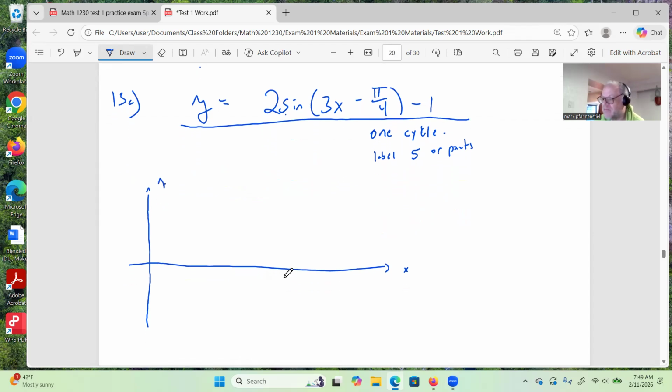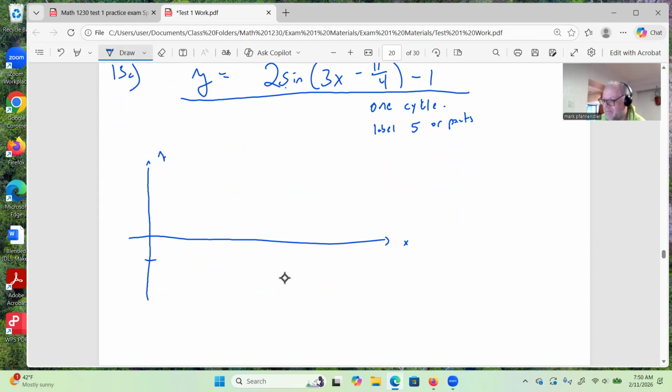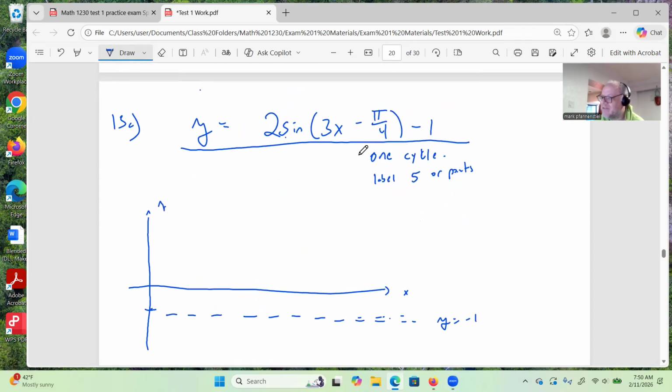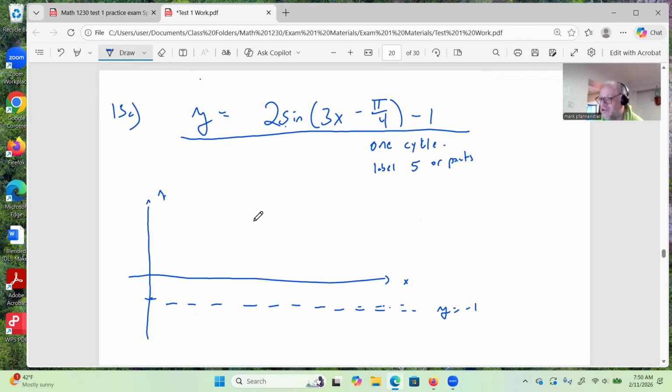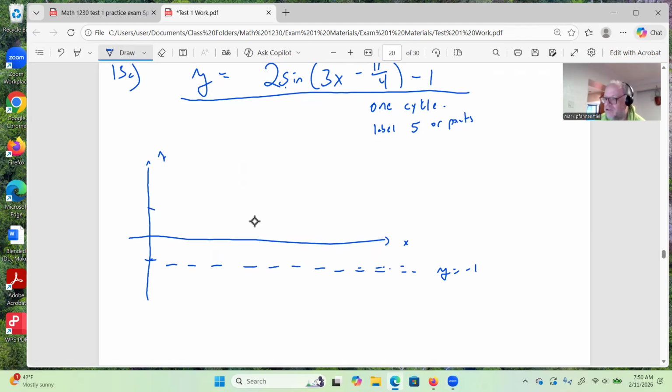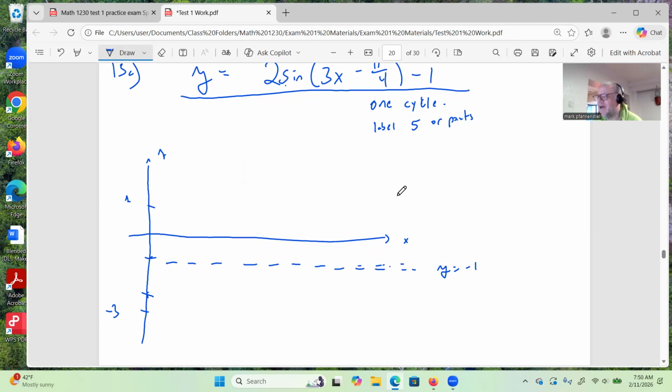Normally, like we have an X and a Y here. Now, there's a midline at -1. So I'm just going to dot in my midline here. And this is y is equal to -1. And I care about that because this is where the graph is going to dance around this midline. We have an amplitude of 2, so we're going to go up 1, 2, up to 1 here, and we're going to go down 1, 2, down to -3 here.